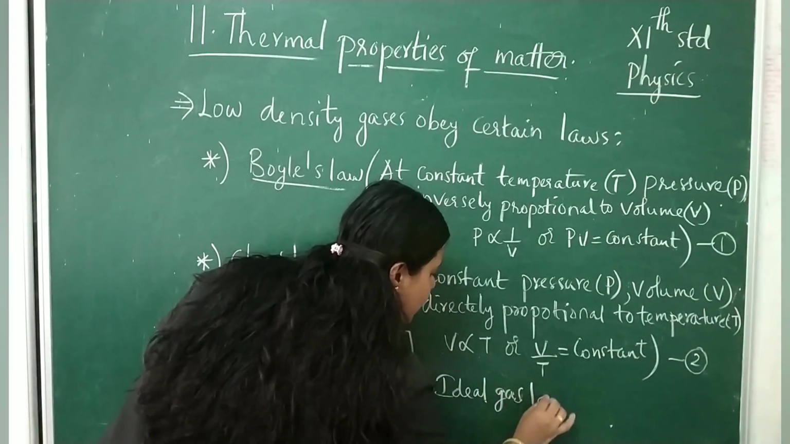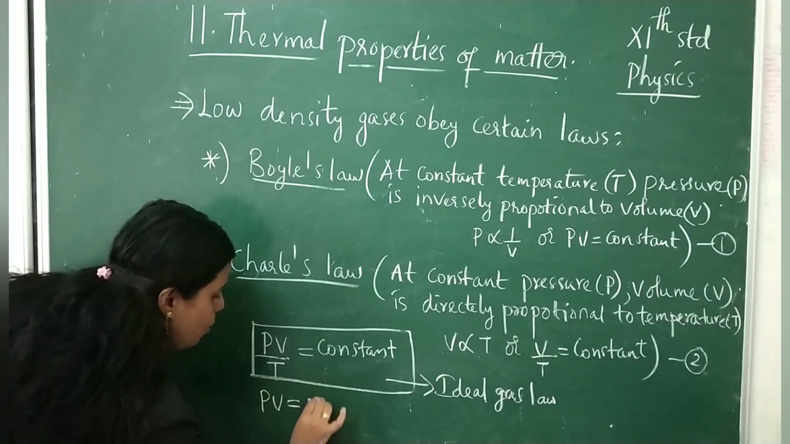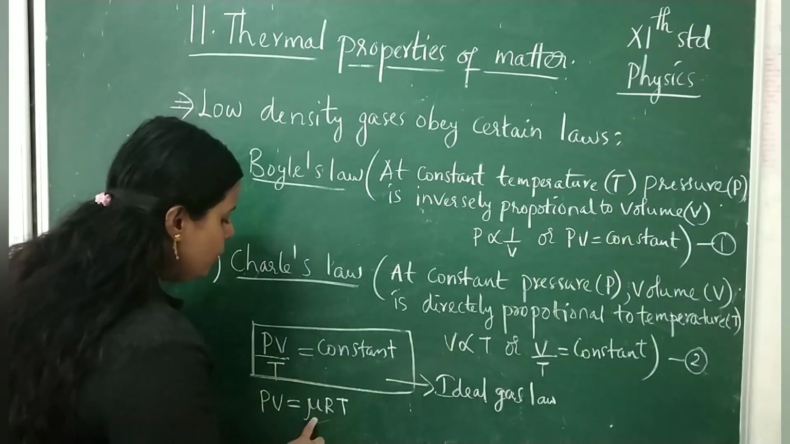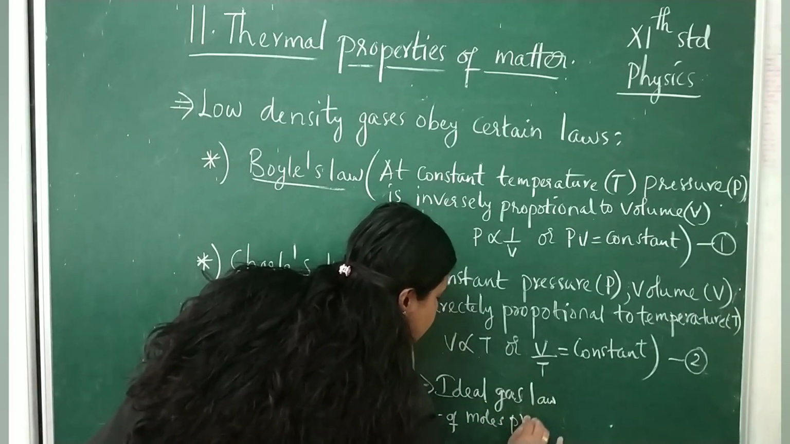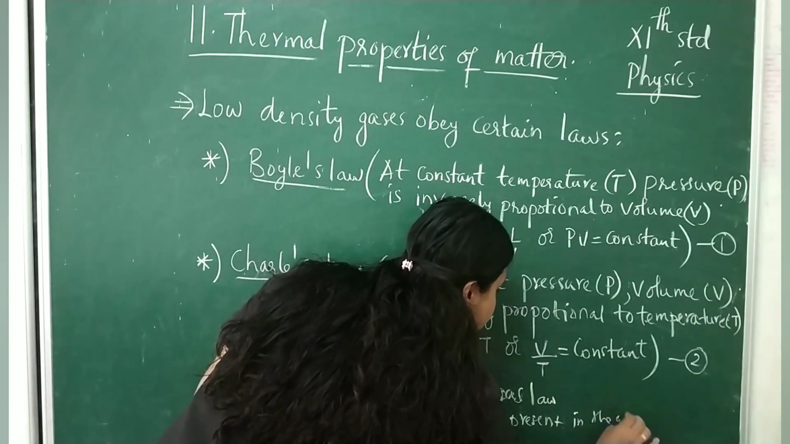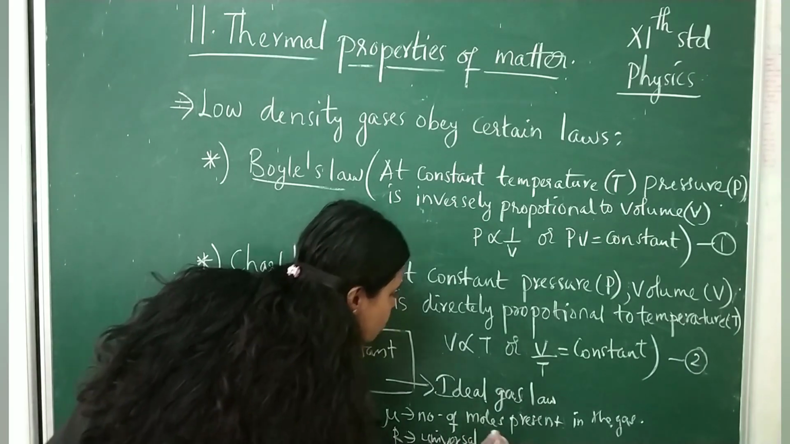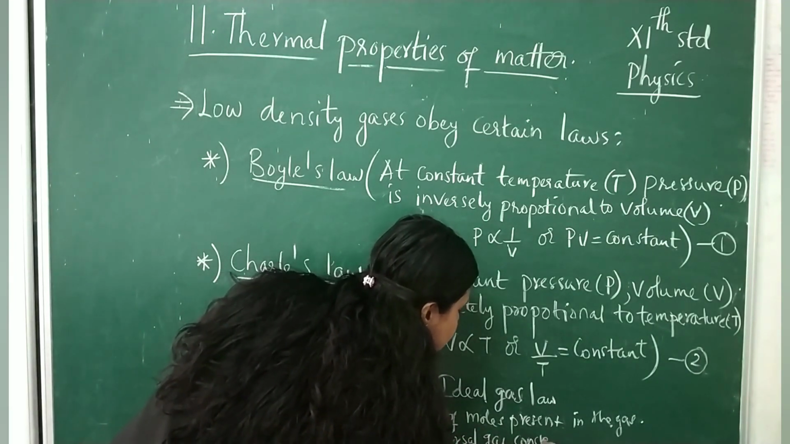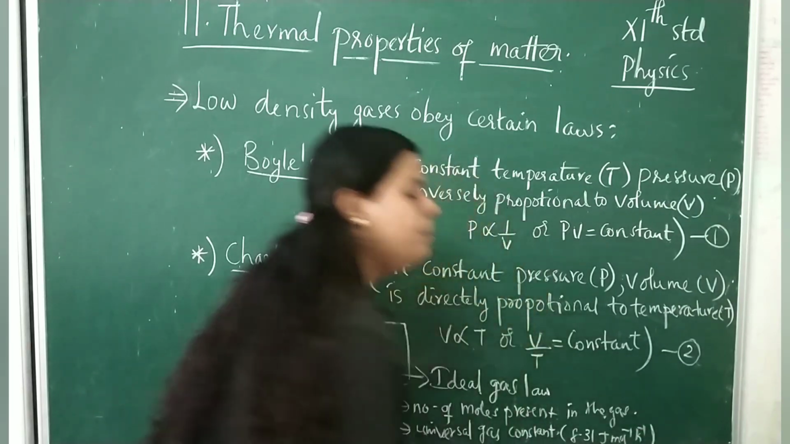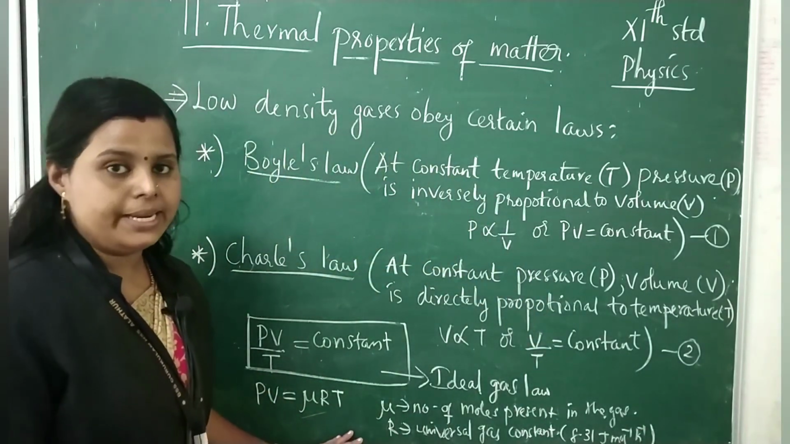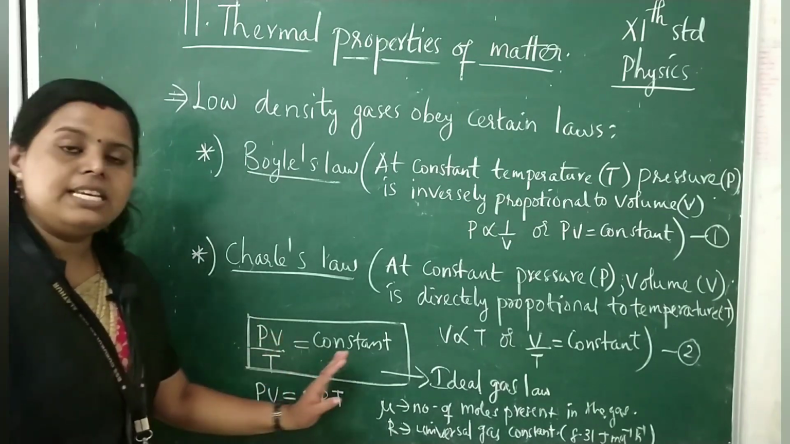Generally this ideal gas law is expressed like this, that is PV is equal to mu RT, where mu is the number of moles present in the gas, and this R, capital letter R, is the universal gas constant. And what about its value? 8.31 joule mole raised to -1 Kelvin raised to -1. Okay, so that's all about the ideal gas law. The ideal gas law is PV is equal to mu RT, that is the mathematical expression, or PV by T is a constant.